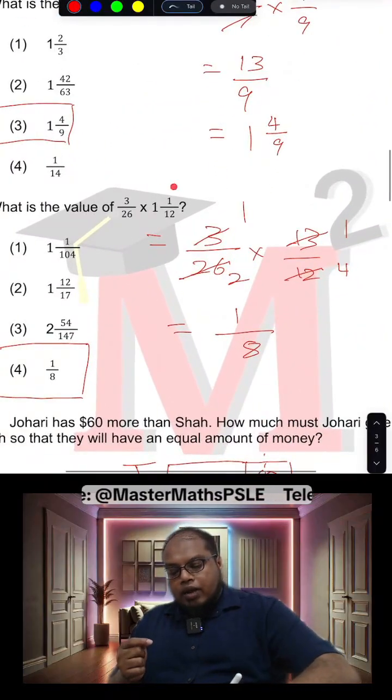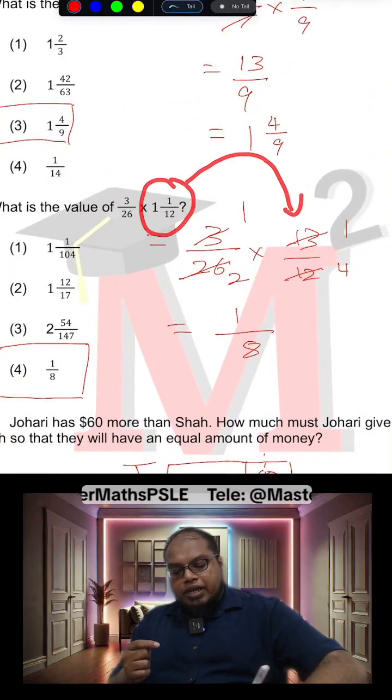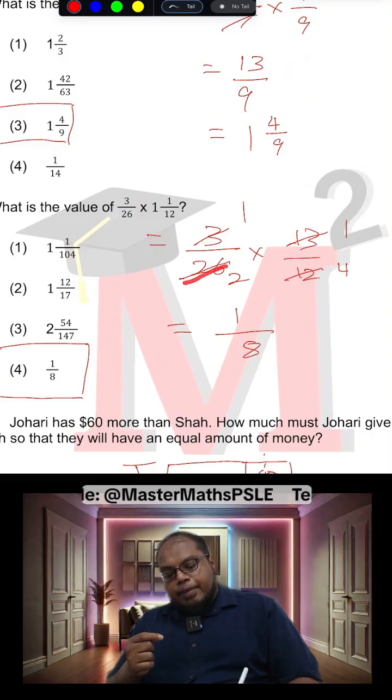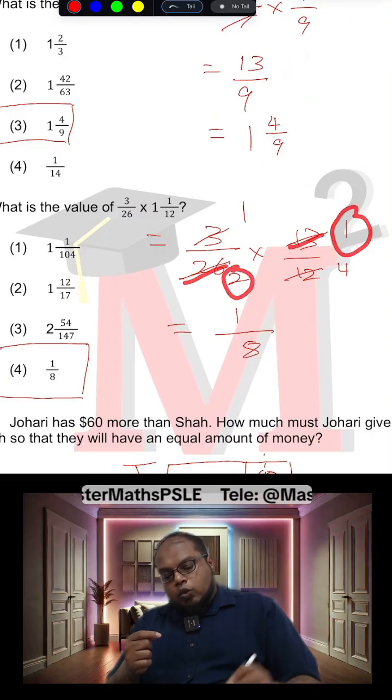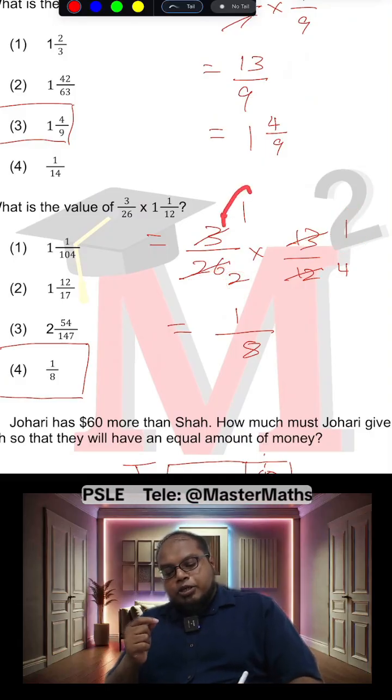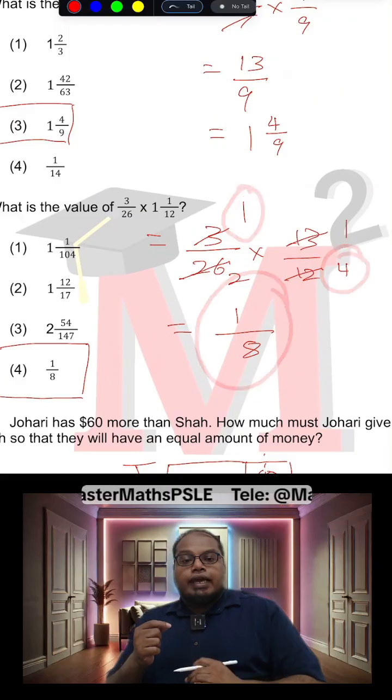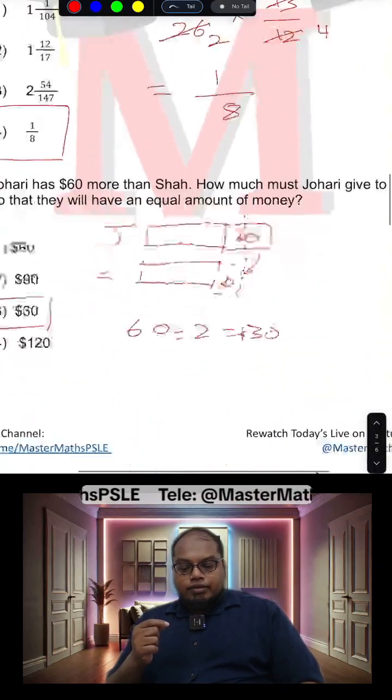Then question 6. The 1 and 1 out of 12, I convert to a mixed number, becomes 13 out of 12. 26 and 13 both can divide by 13, become 1 and 2. 3 and 1 divided by 3 become 1 and 4. So we got 1 out of 8.